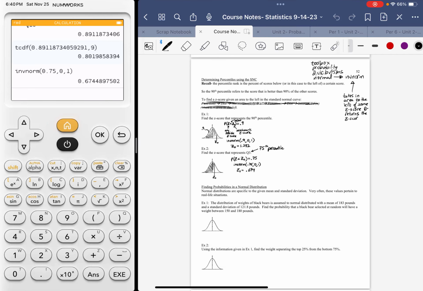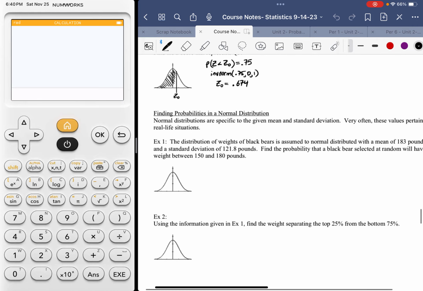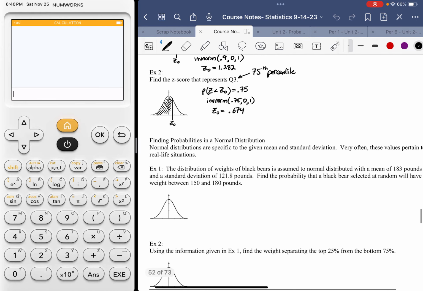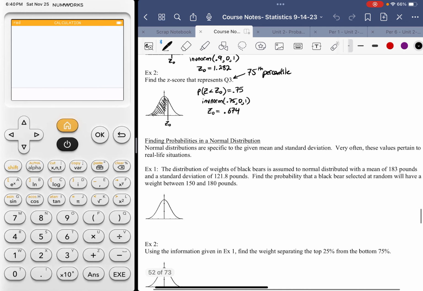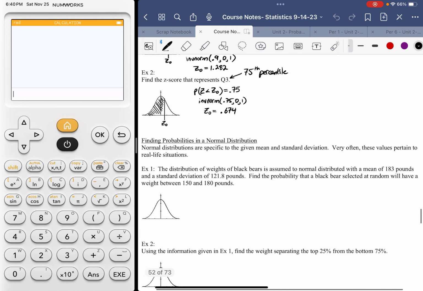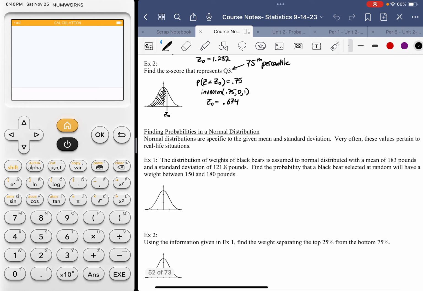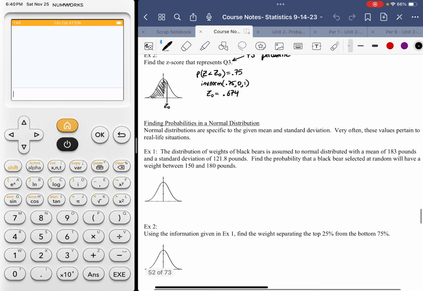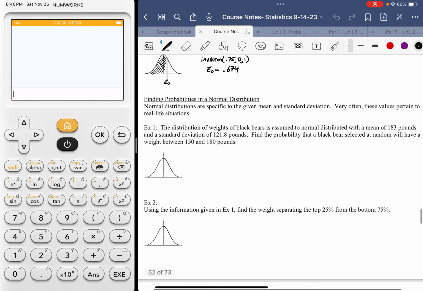All right, picking up on page 52 here. So we talked about instances where we are looking for areas or probabilities associated with z-scores. Among other things, we're going to talk about how you go the other way if you're given particular areas. But I want to address a contextual situation first.